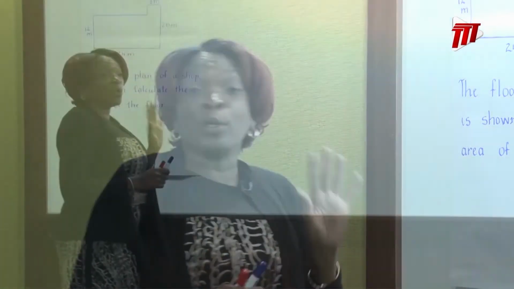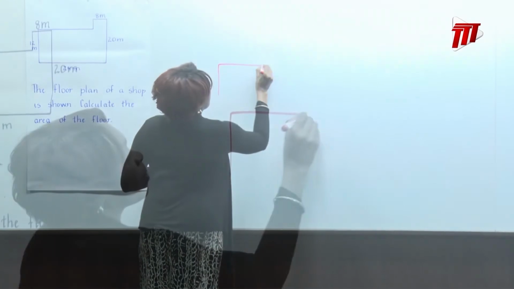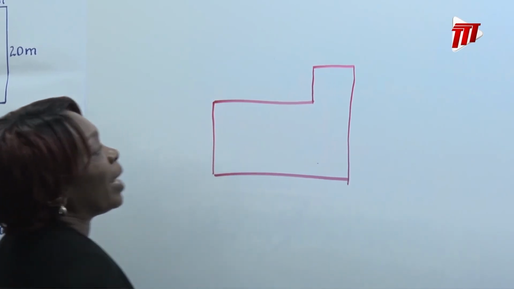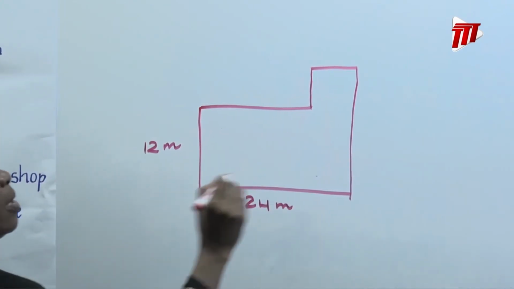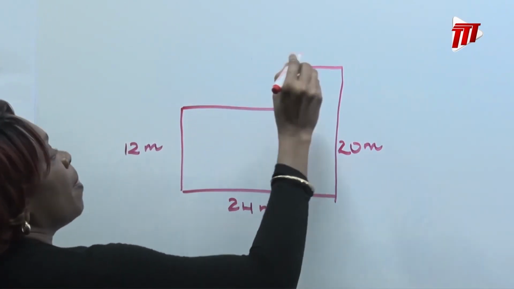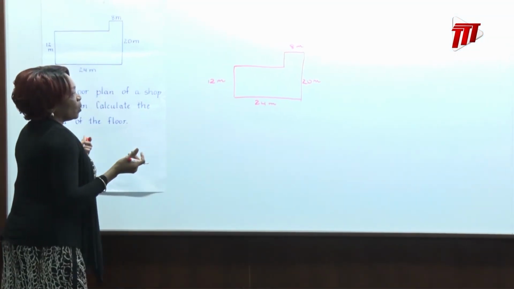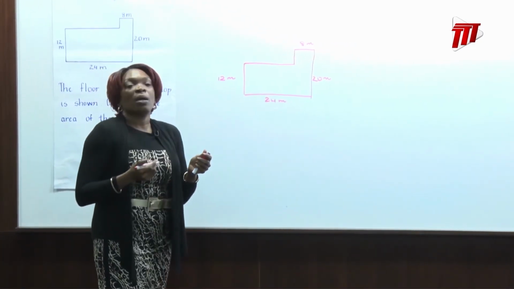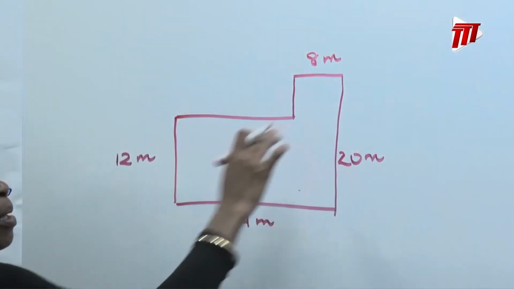Let's try the same problem a different way now. I'm going to draw it again. All right, we're going to label. So you have 12 meters, 24 meters, 20 meters, 8 meters. Right, so that's what's given there. All right, boys and girls. Now, what if we were to break up the compound shape differently this time? Previously, we broke it up here. Some of you may have done this.